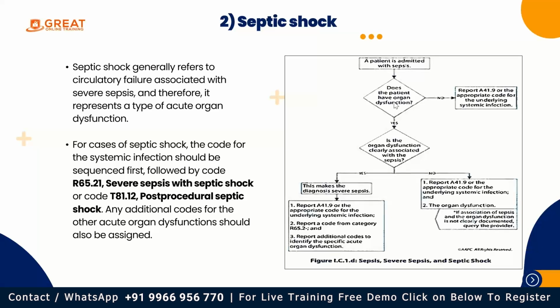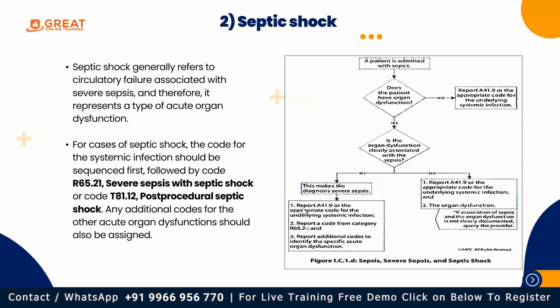Okay, and if yes, organ dysfunction is there, in that case, is the organ dysfunction clearly associated with sepsis? If the answer is no, report A41.9 or the appropriate code for the underlying systemic infection plus the organ dysfunction code. If the association of sepsis and the organ dysfunction is not clearly documented, query the provider. And if yes, the organ dysfunction is clearly associated with sepsis, in that case, this makes the diagnosis severe sepsis.